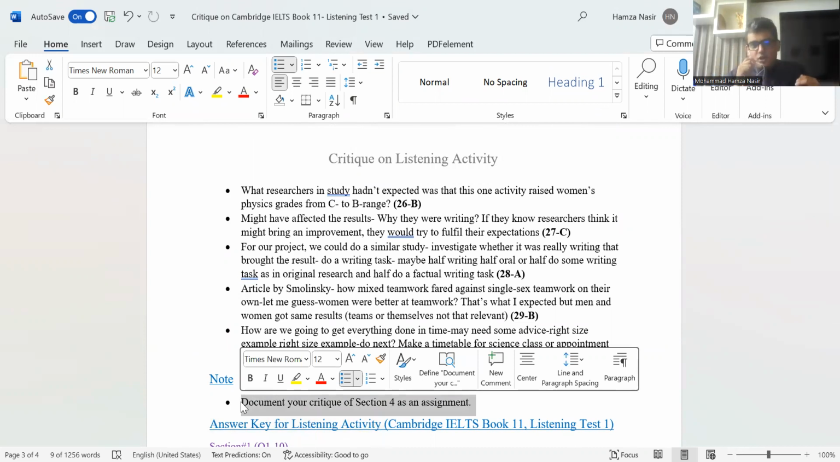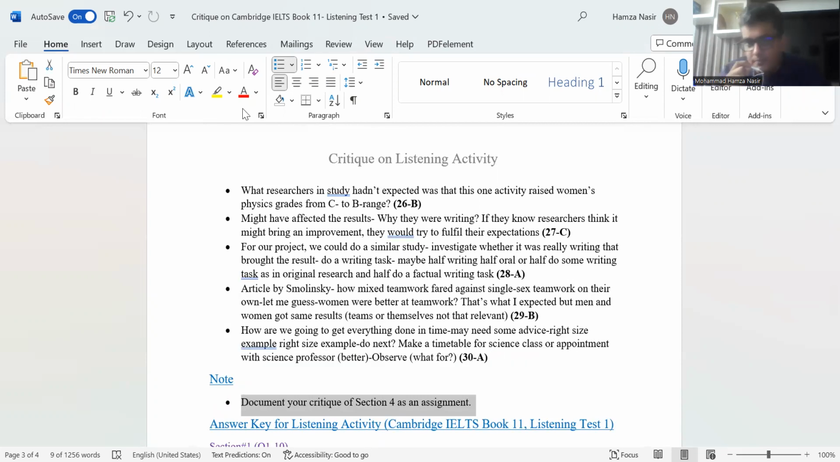Because when you do this, it will feel automatic and that will help you a lot for the actual exam when you're going to be listening to the recording. The more you document the critique in this way, the more you're training your mind to think this way, the better likelihood you have of extracting the right answers from the recording.